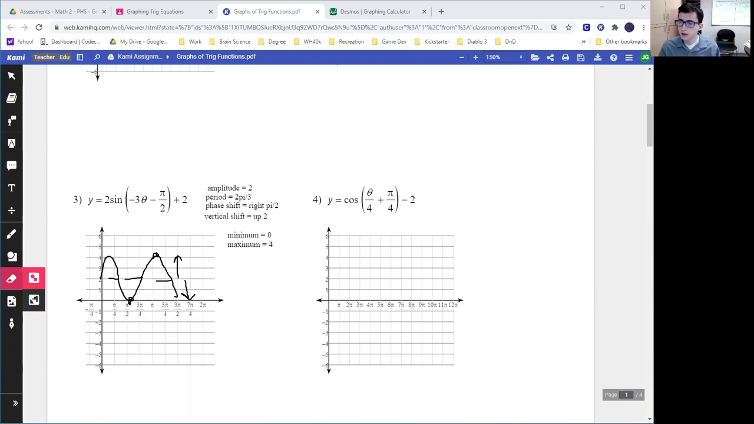Student asked a question. So basically the value will always be positive for the period. Yes, because it's just time. How does the negative affect the period? It does not.